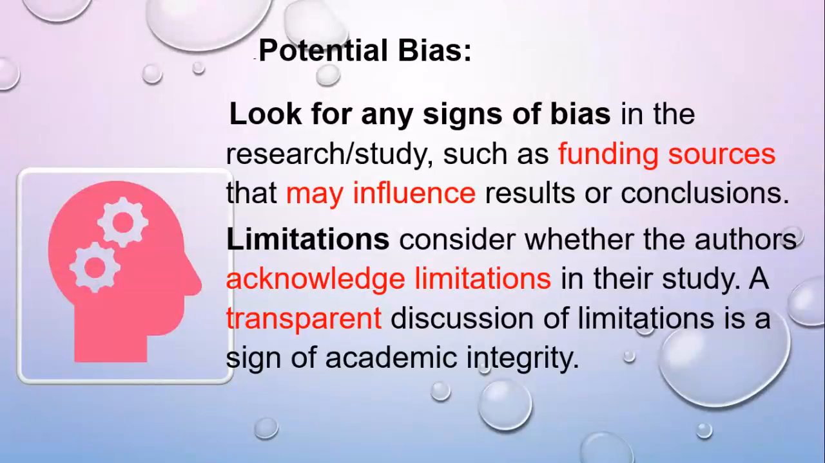Sometimes limitations. This point is very important. If the researcher acknowledges the limitations or weaknesses of his study, he's showing some kind of transparency, okay? This is a sign of academic integrity, and this is very important. We have to check if the author is really acknowledging the limitations in their study. This is very important, and they are showing transparency. All right, so here we have to look at these points.